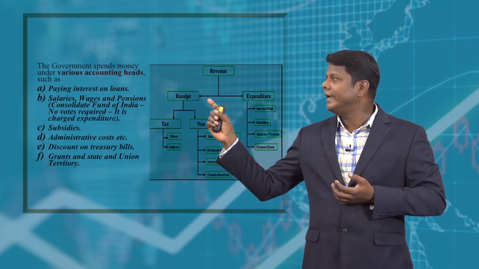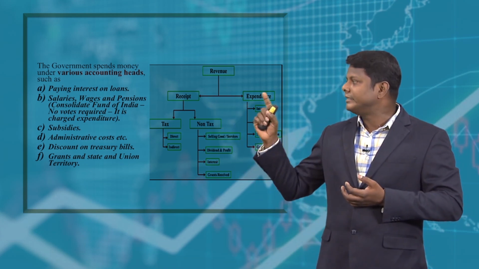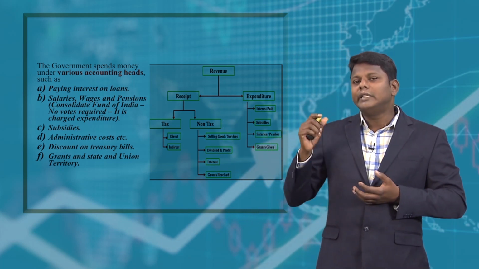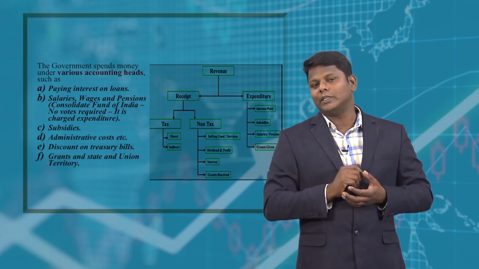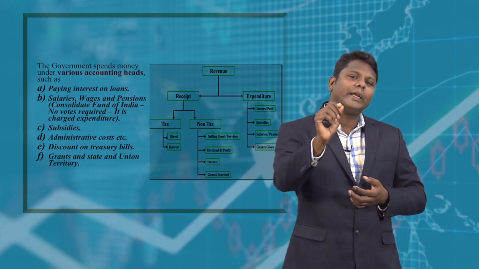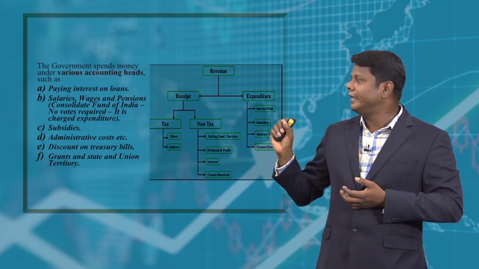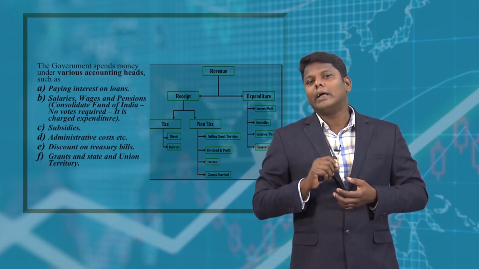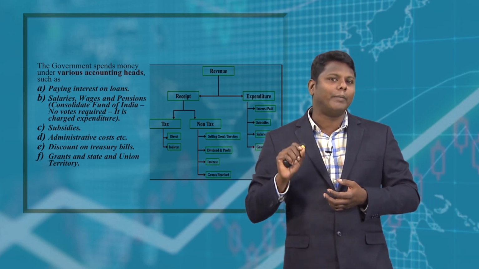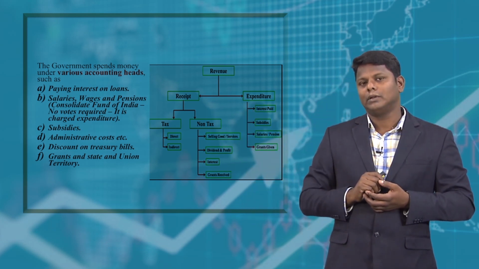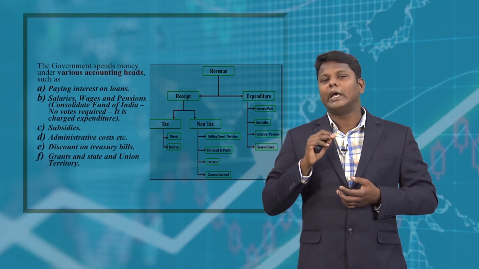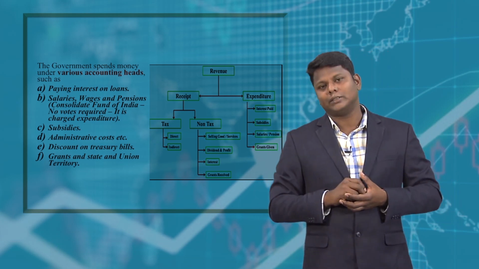So, paying interest on loans. Second is salaries, wages and pensions. This is called revenue expenditure. At the same time, this salary will be paid from the Consolidated Fund of India. It is a charged account. At the same time, for this there is no need to pass any bill in Parliament, because it is already charged. Month on month, this amount will be paid from the Consolidated Fund of India. No votes required. It is charged expenditure.